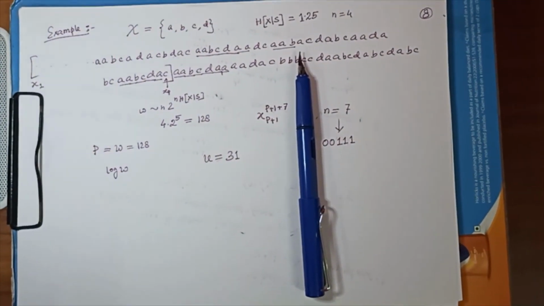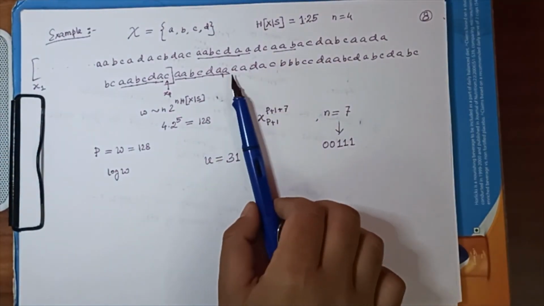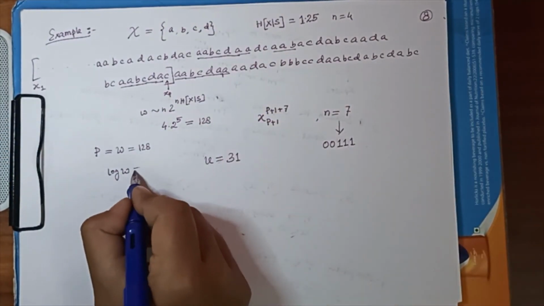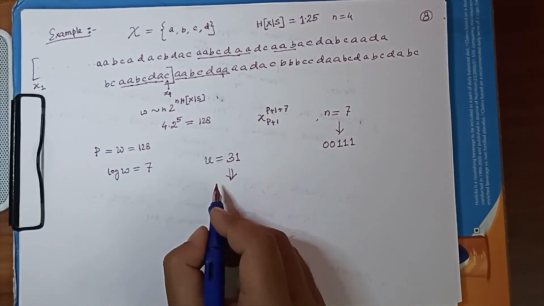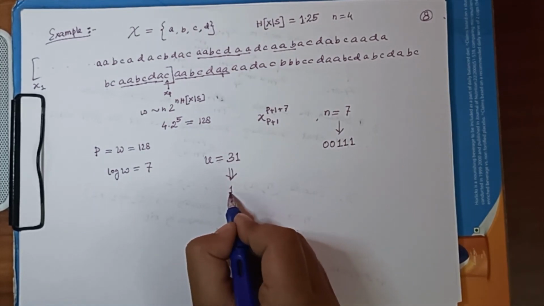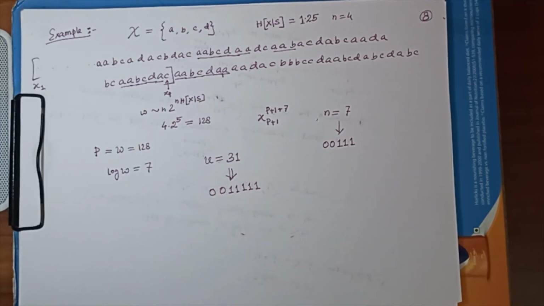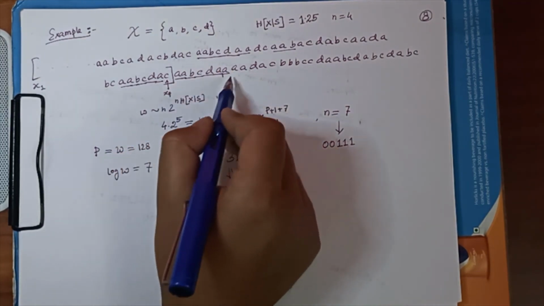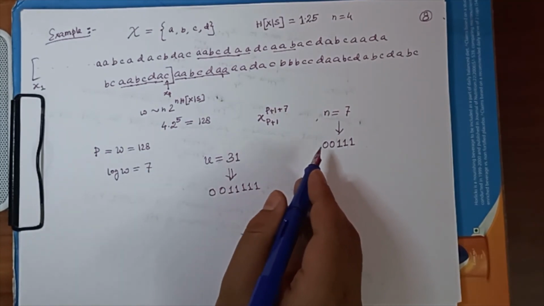So log W is 7. So you can encode this using 7 bits. So the encoding is 111100. That is 31, isn't it? So what you will do, this entire sequence of 7 symbols, this will be encoded using first n followed by u.